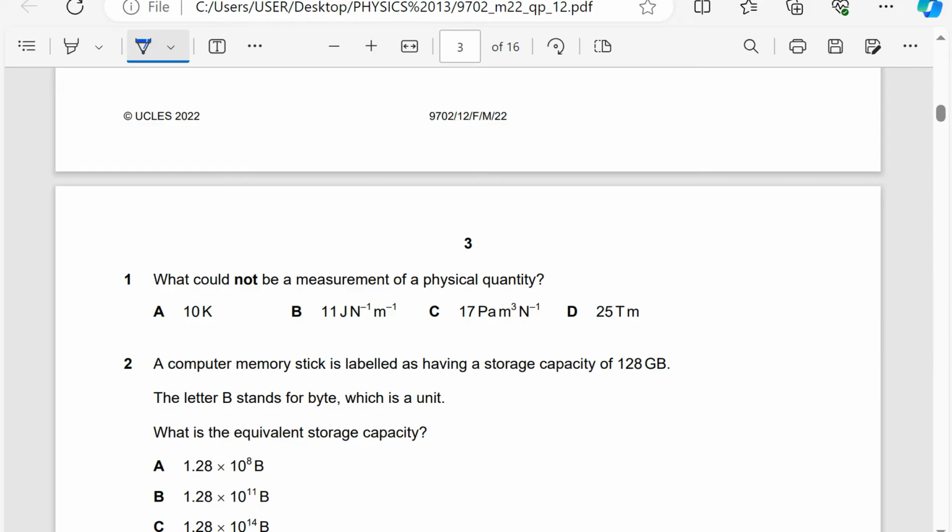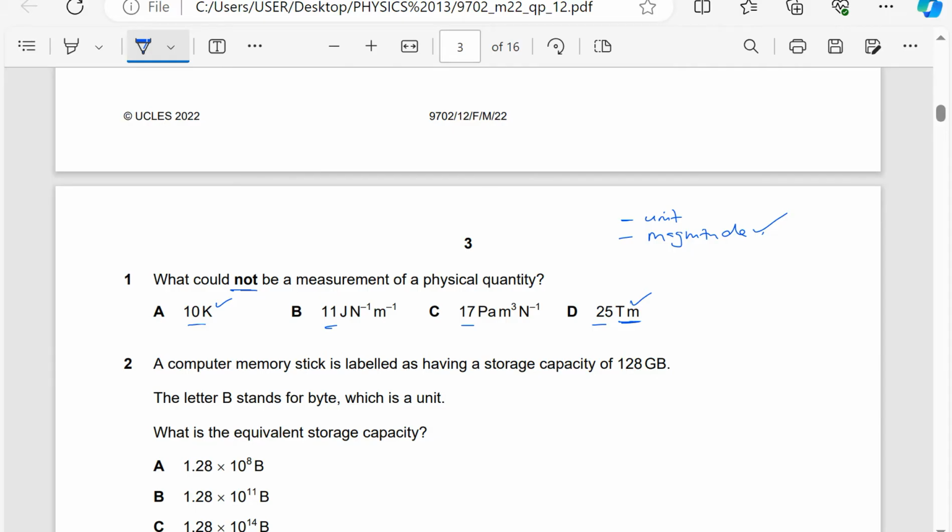What could not be a measurement of a physical quantity? If we want to identify a physical quantity, we must ensure that it has a unit, and it should have a magnitude. All these are magnitudes, so now we just check the units. Kelvin is a unit, that is a physical quantity. Terameters is a unit, that is a physical quantity.